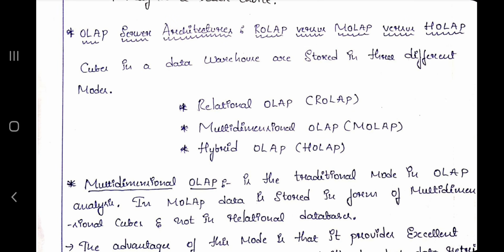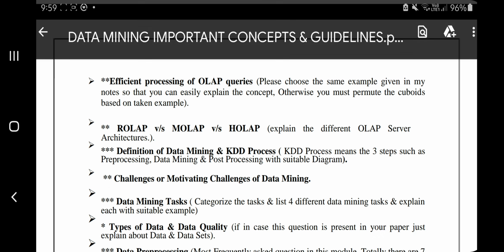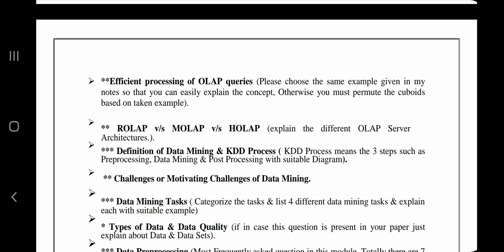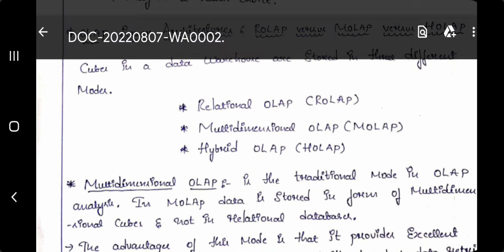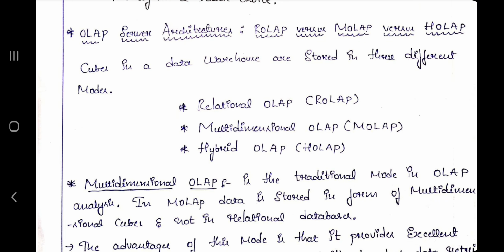Okay, the next one is OLAP architecture. This is a very important question. ROLAP, MOLAP and HOLAP. So what are the differences between each of these? Just remember one keyword, the full form of it. ROLAP means relational OLAP, MOLAP means multidimensional OLAP, and the last one is just the combination of these two.